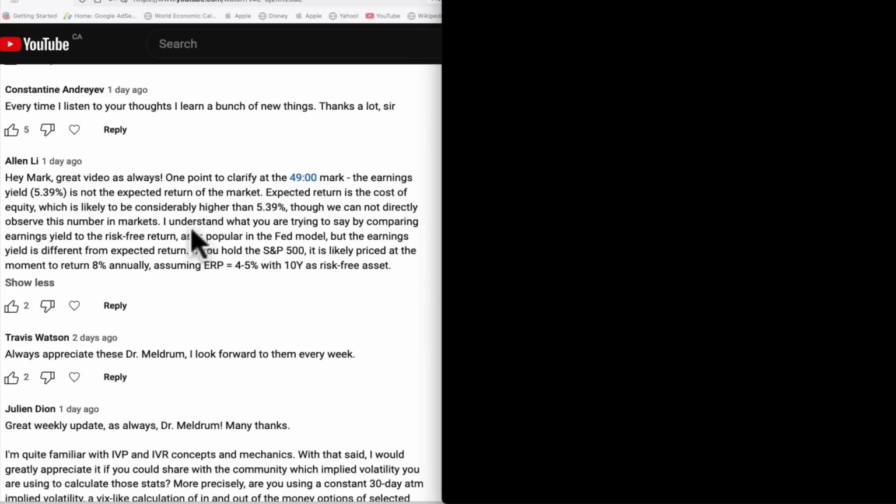Yes, it is. If you hold the S&P 500, it is likely priced at the moment to return 8% annually. Is it? Assuming an equity risk premium of 4 to 5% with the 10-year as the risk-free asset. I see what you're doing here. You are using CAPM. The expected return equals the risk-free rate plus beta times the equity risk premium. And that's what you would get. If you used the CAPM, you'd like to use a 20-year, so we'll use a 20-year, 3.75. The beta is 1, and the equity risk premium you're saying use 4 to 5%. Why don't we split the difference at 4.5, and you'll get 8.25.